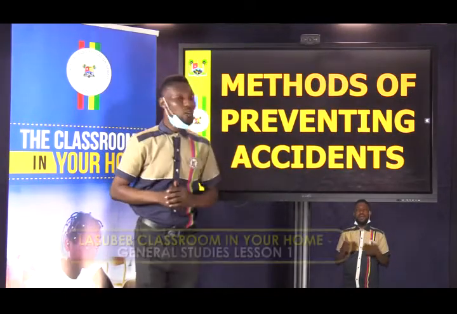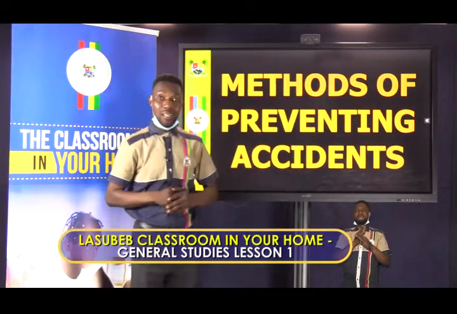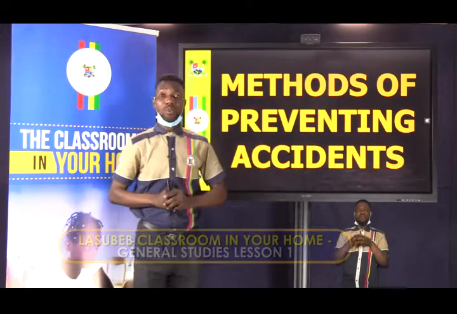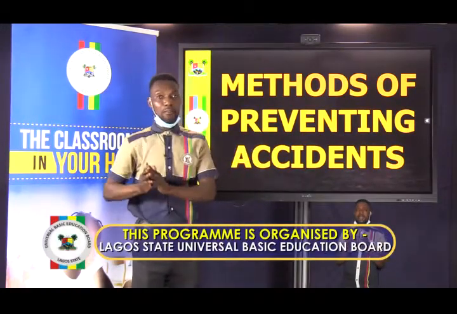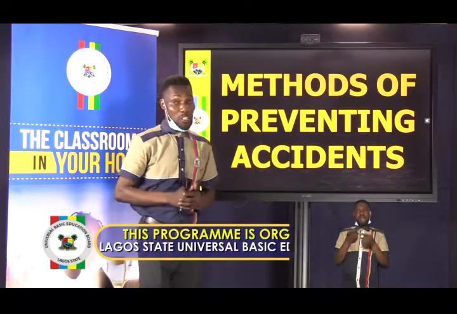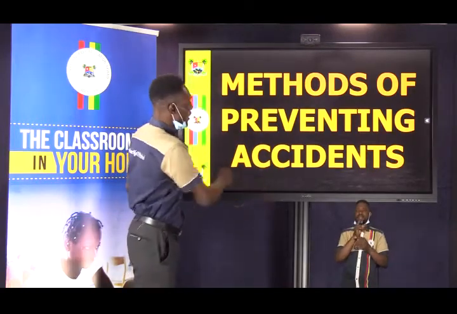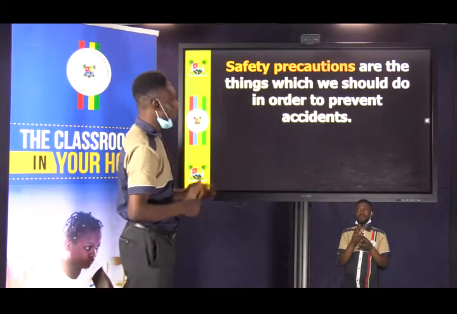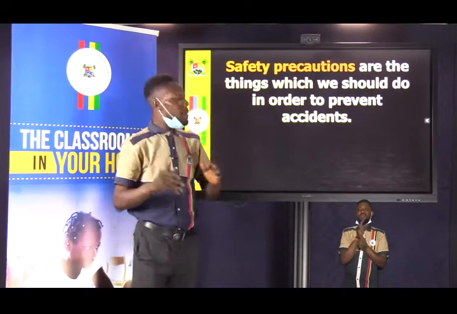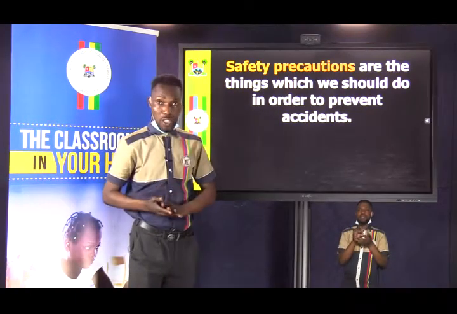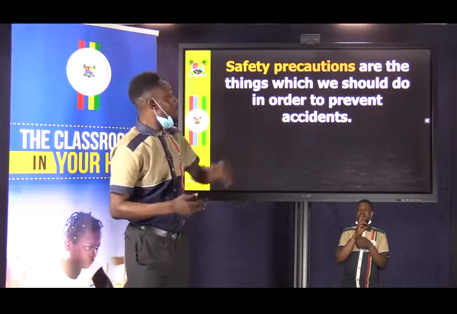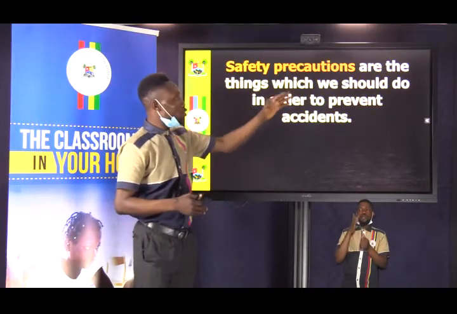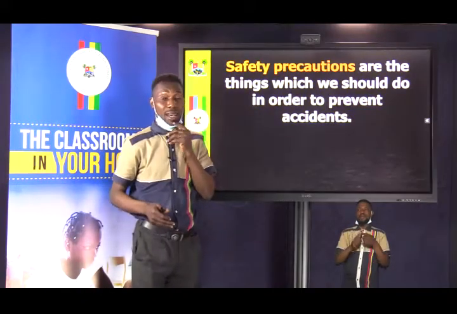Now, let's look at the methods of preventing accident. We don't want this accident to happen. How do we avoid it? How do we prevent it from happening? I think prevention is really, really better. So let's look at the methods of preventing accident. And when we are talking about that, we are talking about safety precautions. When I say safety precautions, what do we mean? Safety precautions are the things which we should do in order to prevent accident.